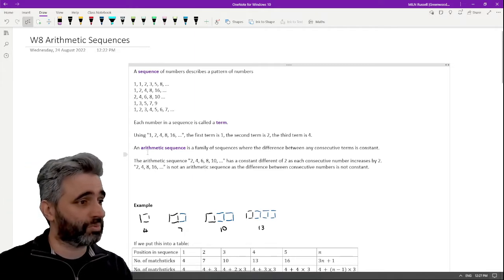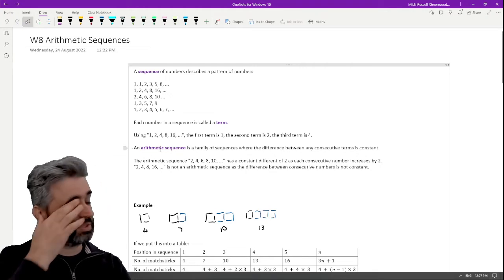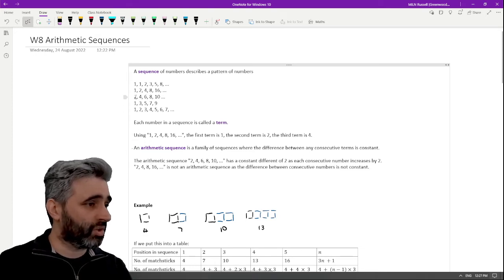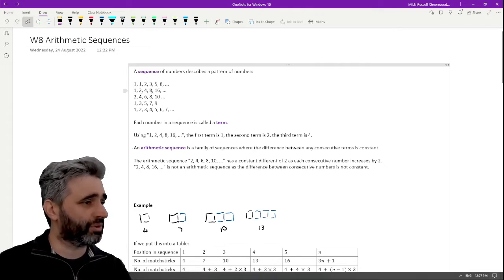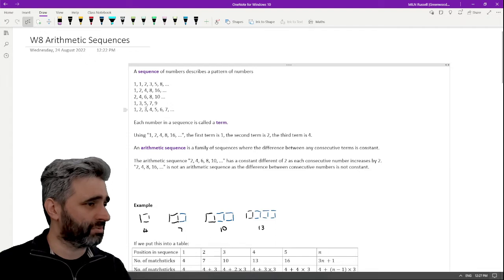So the first one will be the arithmetic sequence family, and that's where the difference between two adjacent numbers is constant. So if you look here at 1, 2, 4, 8, 16, the difference between 1 and 2 is 1, between 2 and 4 is 2, between 4 and 8 is 4. The difference is not the same. It changes depending on your position in the sequence.